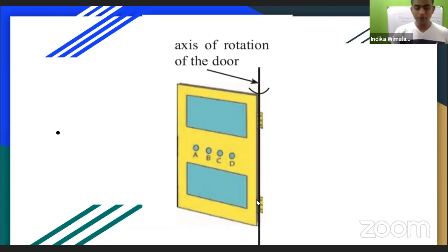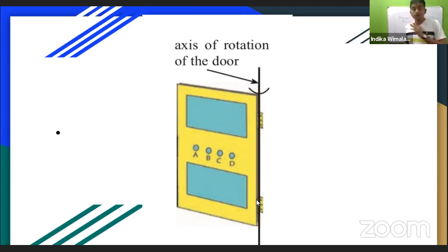If you have any questions, send them to me. You can use the chat in the Zoom live discussion, or you can WhatsApp my number, because while I'm teaching I check your WhatsApp messages. You can also switch on your microphone and ask questions. There are many ways to reach me. Axis of rotation of the door. Did you complete the blanks?